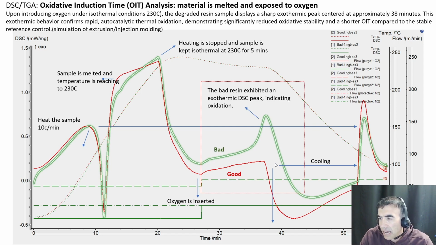After about 37-38 minutes, the test is finished and cooling starts, and basically the test is done. So these tests show that the bad resin has already experienced compounding conditions that consumed its thermal stabilizer. So either there is not enough thermal stabilizer in the compound, or the compound has already been at the edge of thermal oxidation.